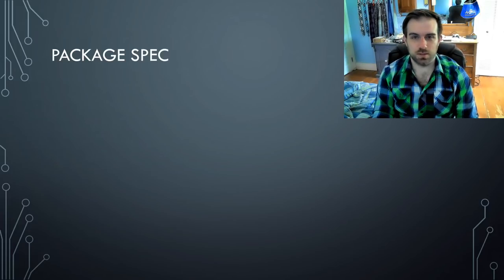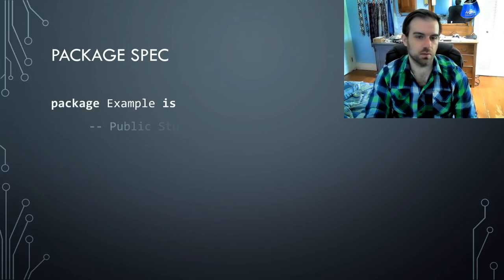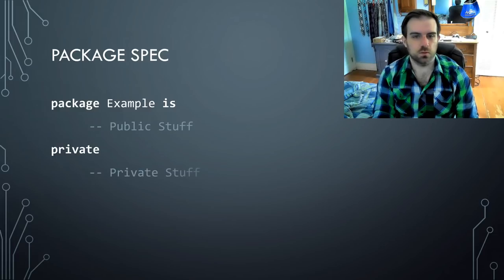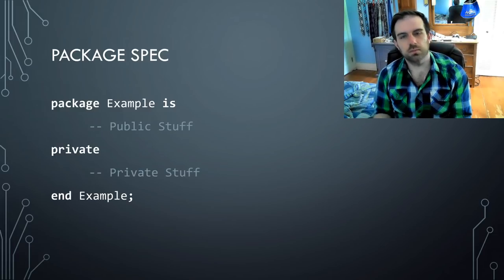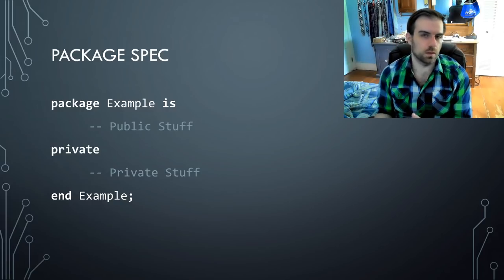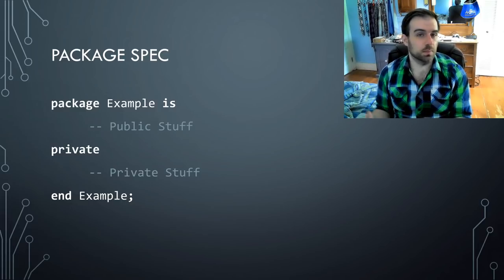Packages come in two parts in Ada. You have a package spec, which goes in one file, and it looks something like this, where you have package followed by its name, and is, and then it stops at the end followed by the name. The private part is optional, but know that if you don't include it, everything within the package is publicly visible.